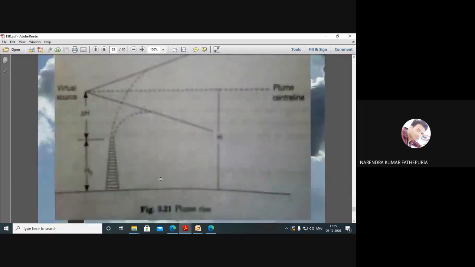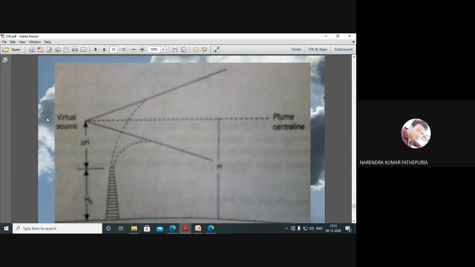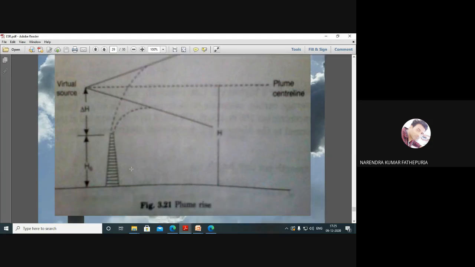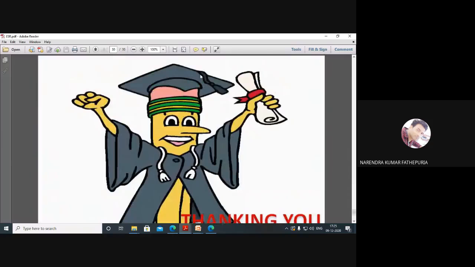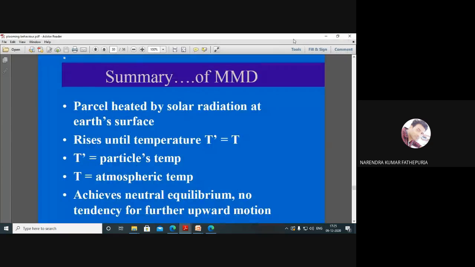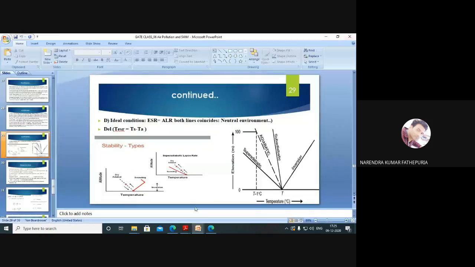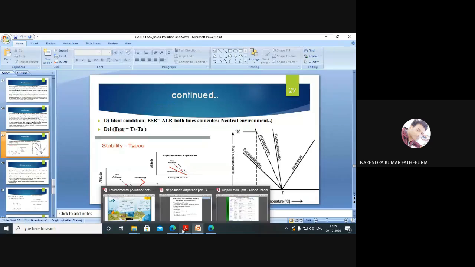Stack height and dispersion, that is highly technical. You have to go through the various derivations and numericals. You have to do it. The plume concentration, plume centerlines, and all that. Okay, that's all for today. Wind up the session.